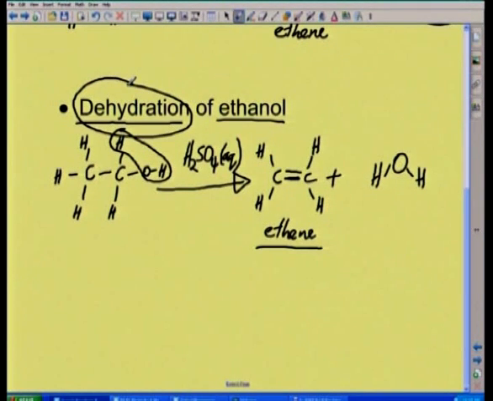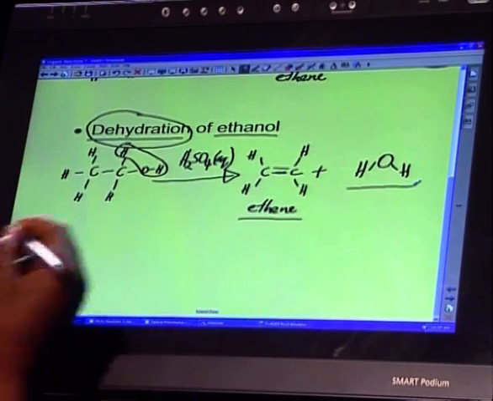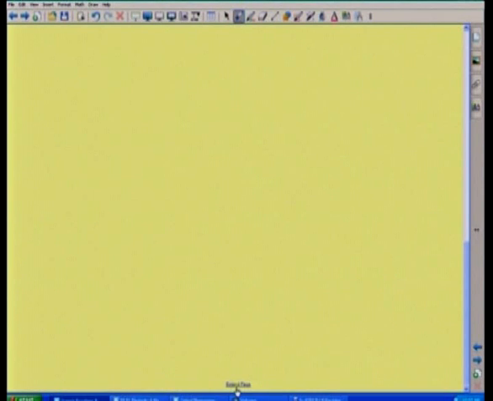So the dehydration of ethanol leads to the formation of ethene with water being formed there. Okay, now that is how the process of dehydration takes place. Of course, there could be other examples that we could look at if we had time. But quickly here, I want to talk to you about this type of reaction. Esterification.